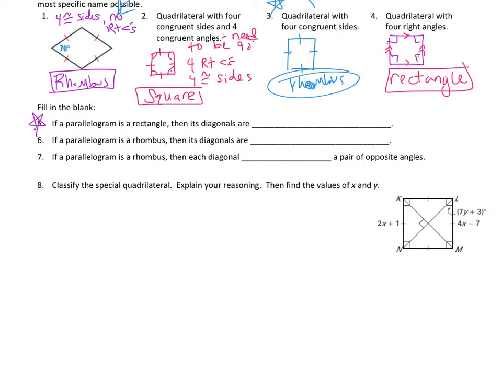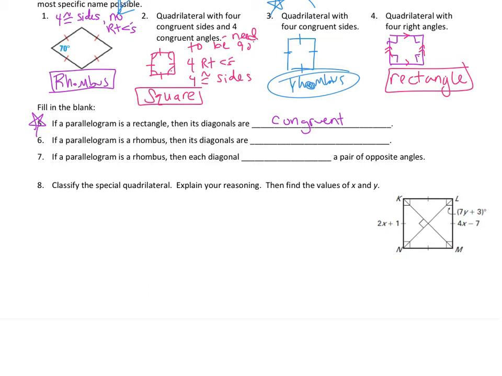And number 5, this is just in words. I want you to fill in the blank. So if a parallelogram is a rectangle, then its diagonals are what? So if we go ahead and fill that in off to the side. You should have chosen congruent. So if it is a rectangle, we know that the diagonals are going to be congruent to each other.